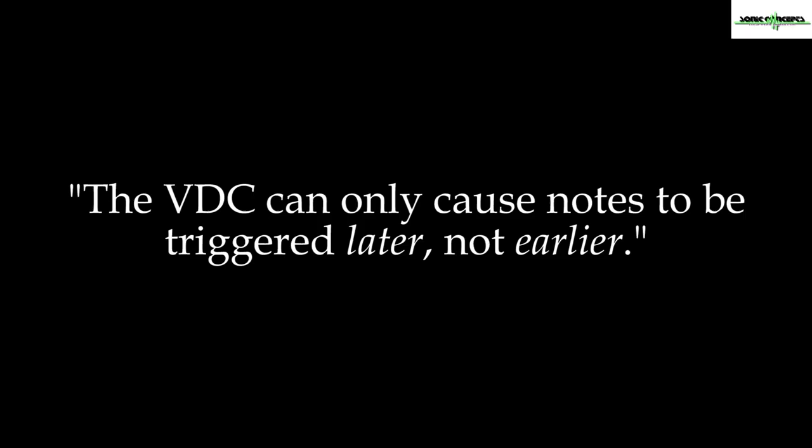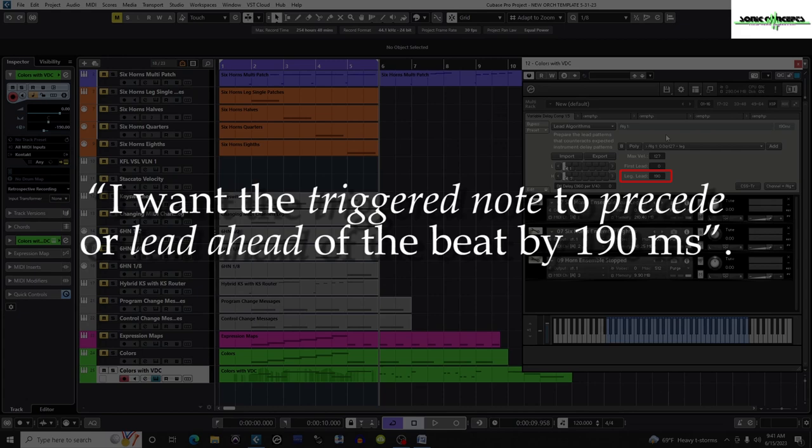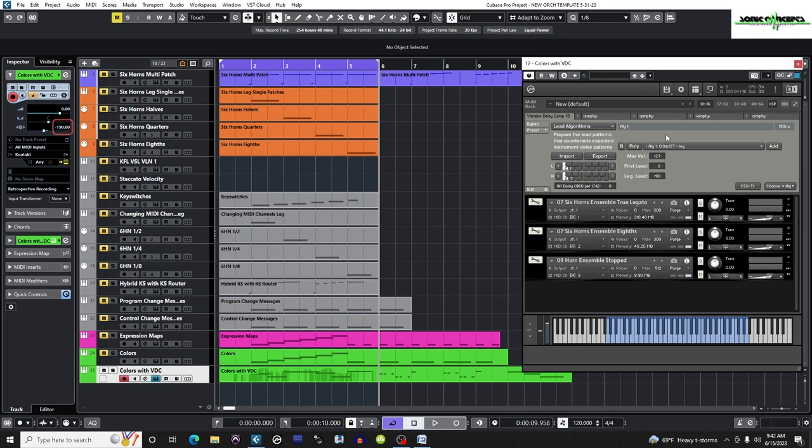Another reason to set the legato lead first is related to how the VDC works. According to the developer, the VDC can only cause notes to be triggered later, not earlier. Since legato articulations have the longest latency, any other note can be triggered later relative to the lead time set for the legato articulation. Regarding my current legato lead setting, I'm telling the script, I want the triggered note to precede or lead ahead of the beat by 190 milliseconds. Since the negative delay set in Cubase's track already causes all notes to precede the beat by minus 190 milliseconds, setting the legato algorithm to a legato lead time of 190 milliseconds adds nothing.